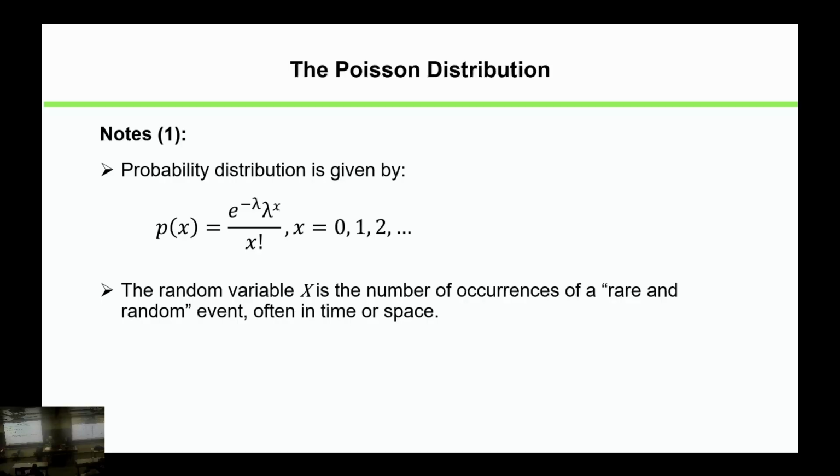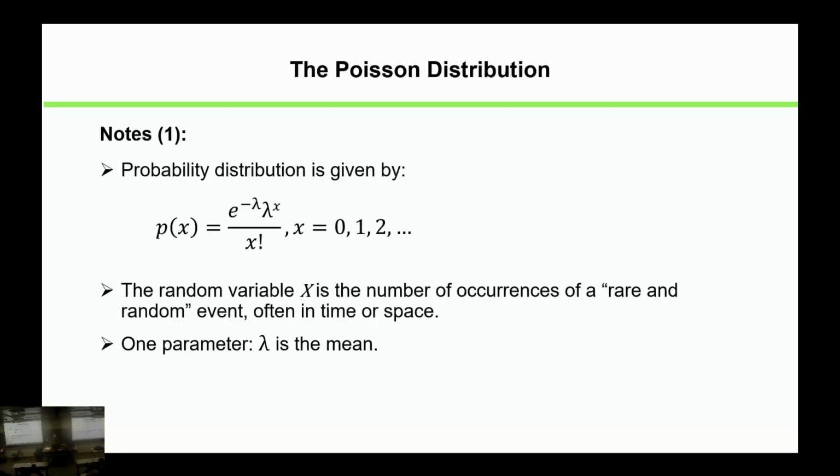So what is this random variable? It is often described as the number of occurrences of a rare and random event, often in time or space, okay? And so we'll give you a couple examples in a moment. So think of this idea of rare and random events. And that lambda is the only parameter in the Poisson distribution. It is the mean of the distribution.